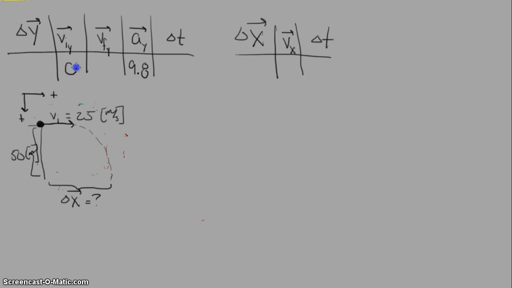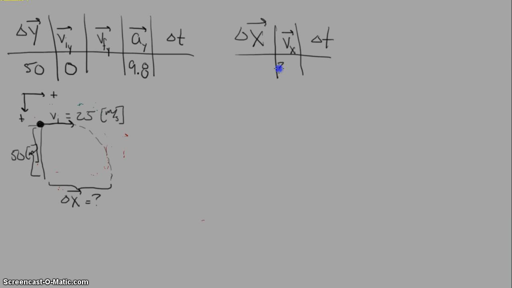Since this is a horizontal launch, viy is 0. That's not typically said in a problem. It won't say viy is 0. Instead, it will say it is a horizontal launch or launched horizontally. The other piece we know is this thing falls down 50 meters. And it could be a positive or a negative 50 meters depending on my coordinate system. I'm saying down is positive. This thing went down 50, so I'm good.